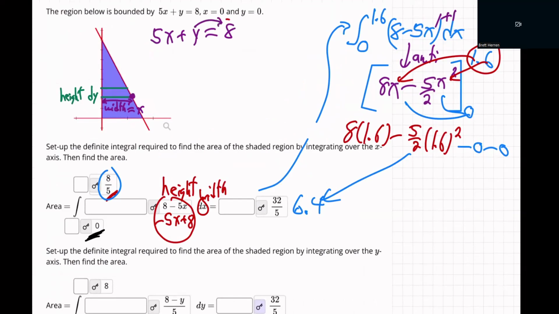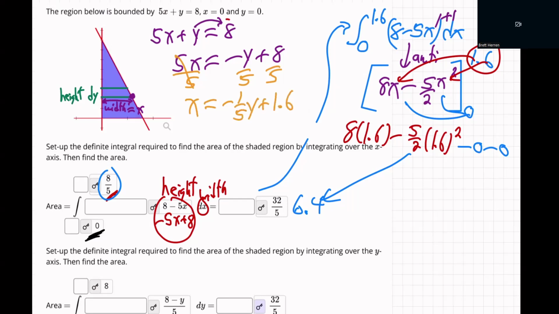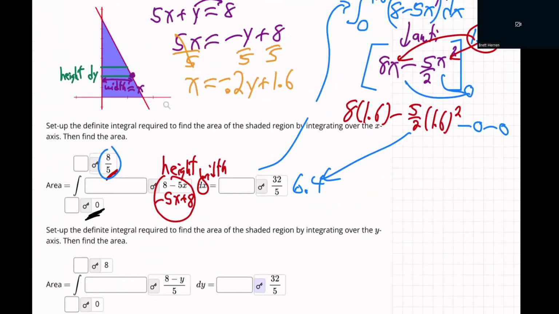So let me bump this over. So 5x, I'm trying to get x alone because I need x here. And this is minus y plus 8, divided by 5 all the way through. Got to go all the way through there, right? So x is minus 1/5 y plus 8/5. I'm going to make that 1.6. In fact, I'm going to make this a fraction as well. Make that minus 0.2. That's what it is. So there we go. That's what x equals.